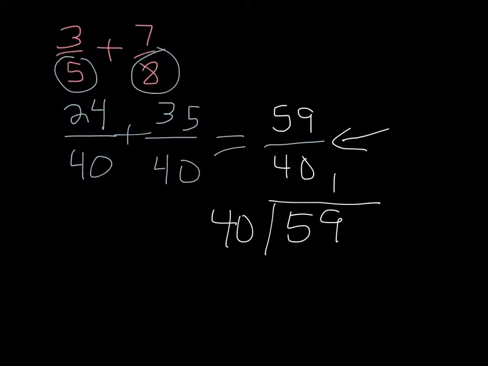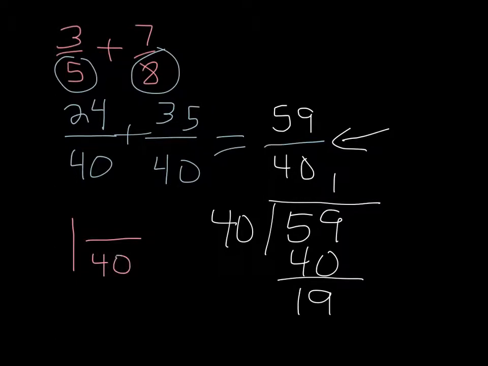40 goes into 59 one time. When I subtract, I get 19 as my leftover piece. To complete my problem, I'm going to rewrite everything. 1 is my whole number. 40 was my whole. This 19 is my part. It goes back on top of my fraction. And I cannot simplify 19/40ths, so I'm done at this point.